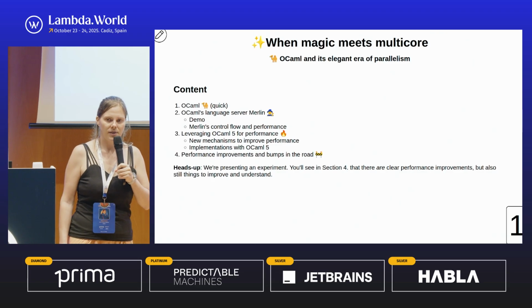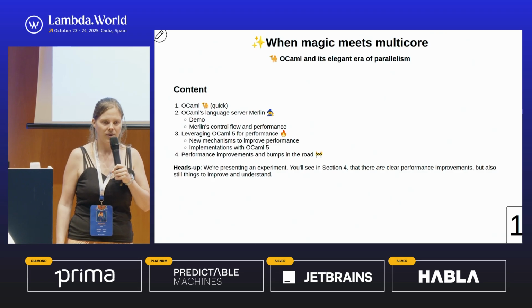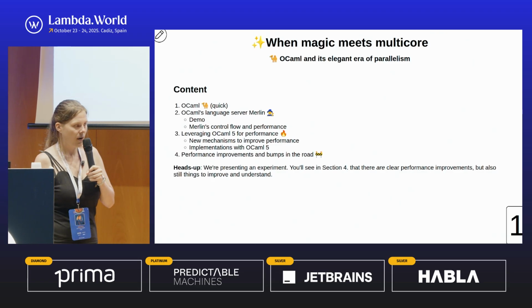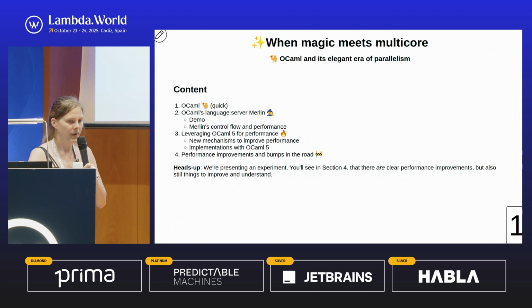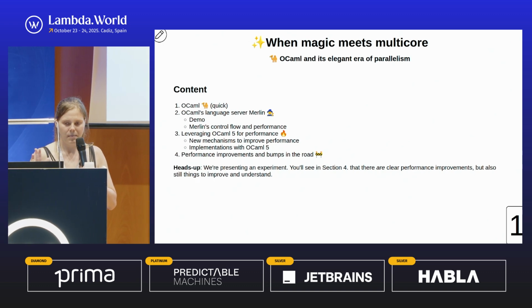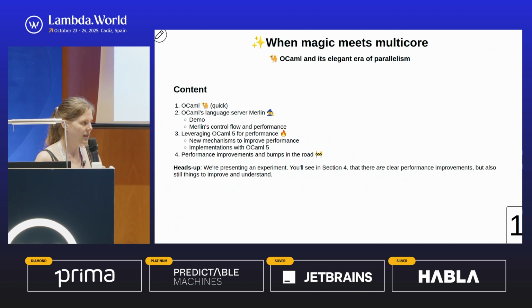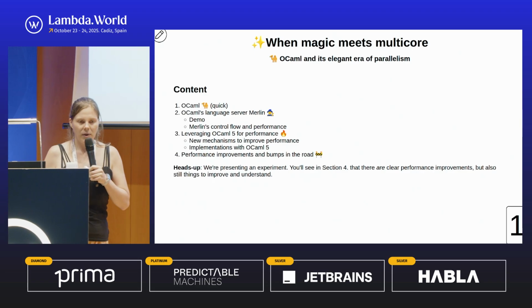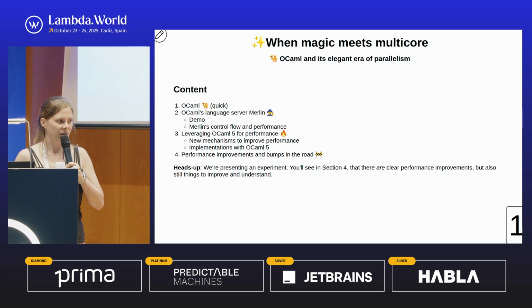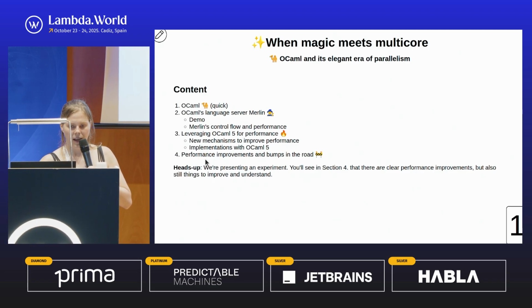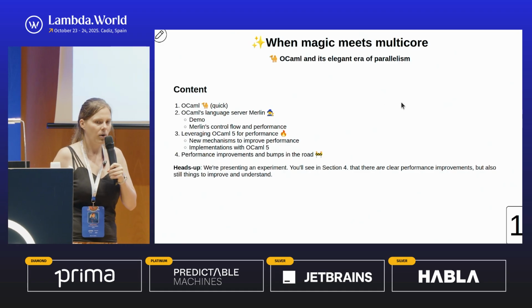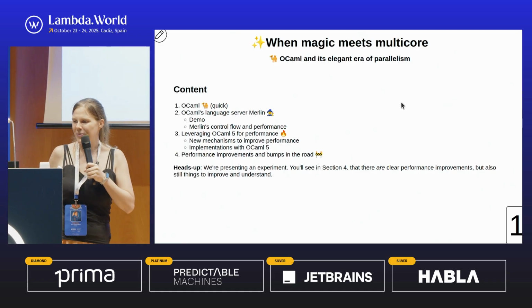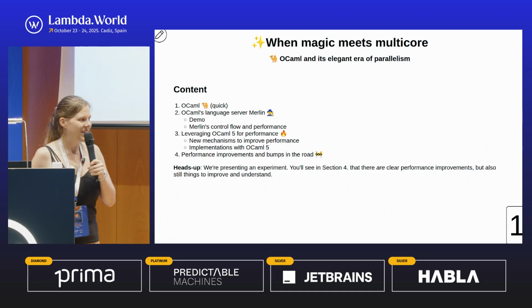So OCaml 5 is this quite recent major release of OCaml that brought parallelism to OCaml on the level of the runtime. And with it, a few very nice mechanisms, notably effects and effect handlers. And we will tell you about how we used these new concepts to improve Merlin's performance. And then there will be a last section where we talk about the performance impact our work really has, and about a few bumps in the road that we have hit throughout the work.